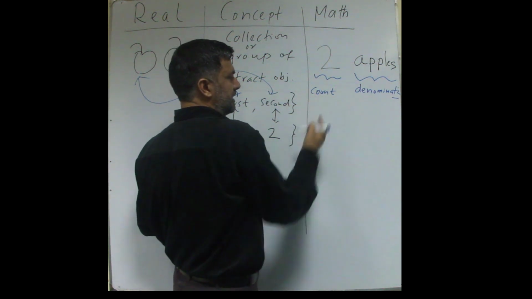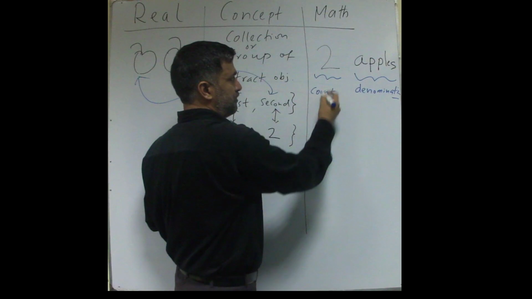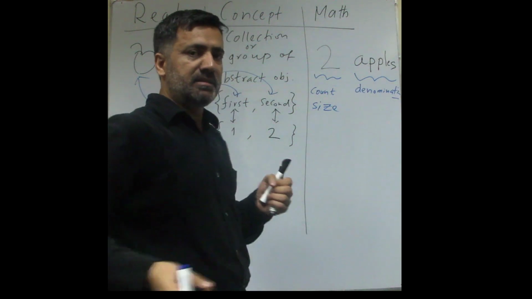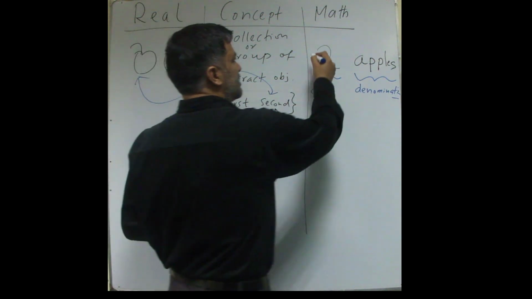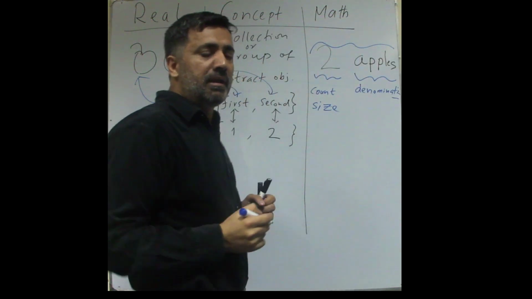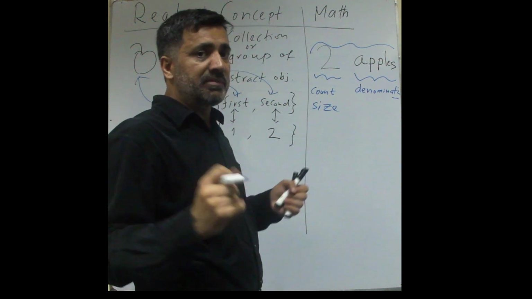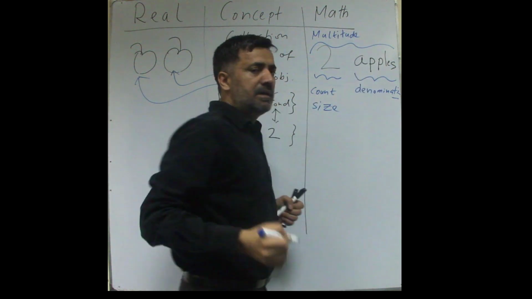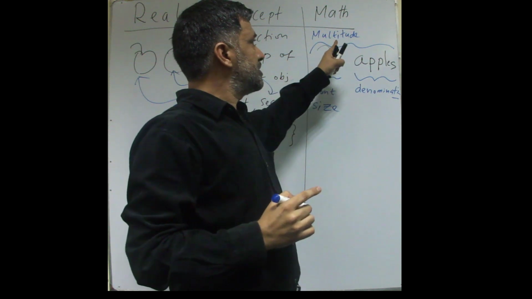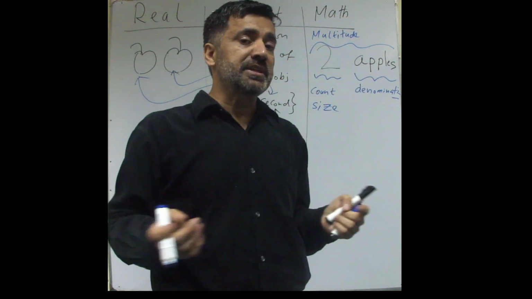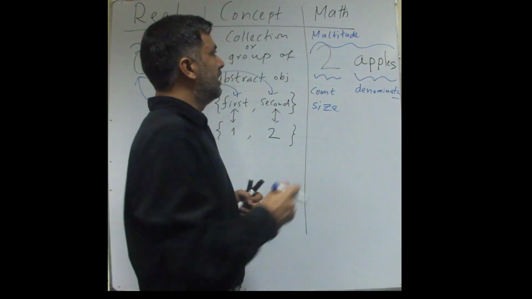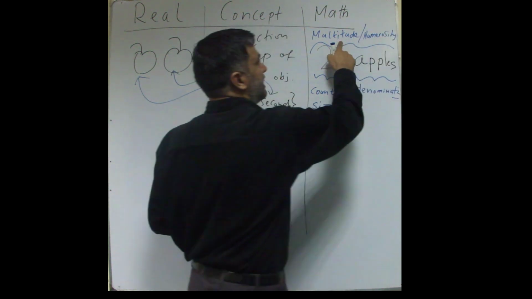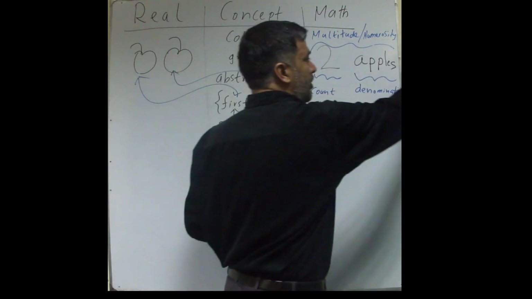You can also think of it as something measuring the size of this collection. How large is this? So this whole thing is an example of a quantity, one example of a quantity, which we will call multitude. So that it cannot be confused with another quantity which we have yet to study, and that is magnitude. So hold on. You can also call this numerosity.